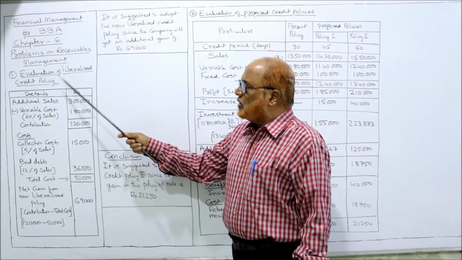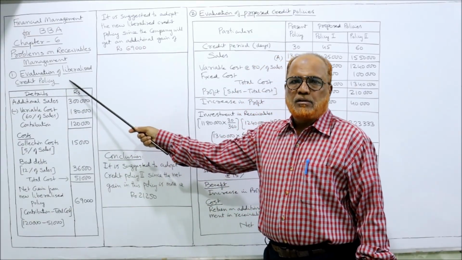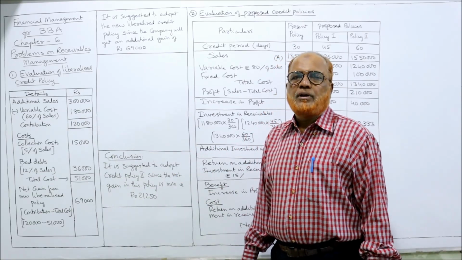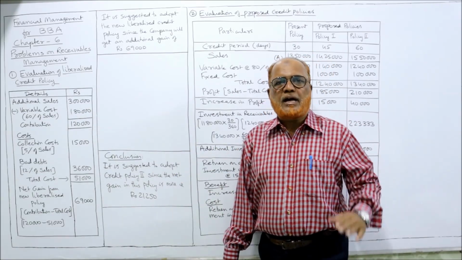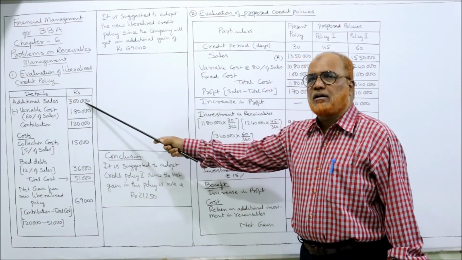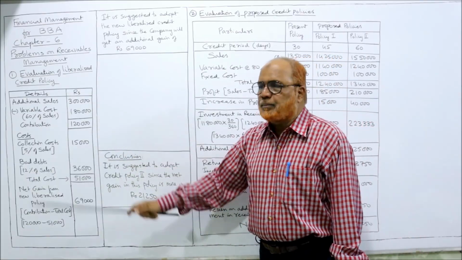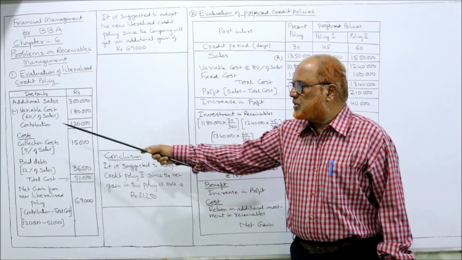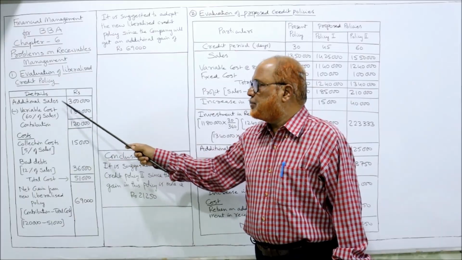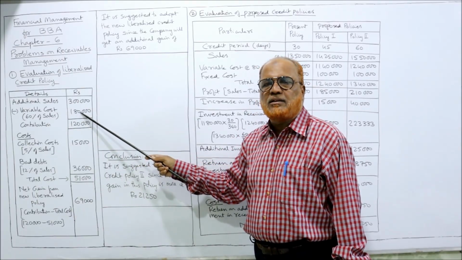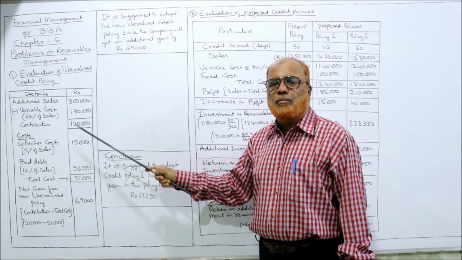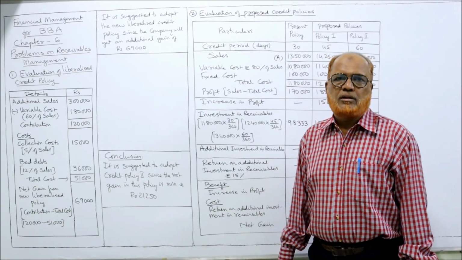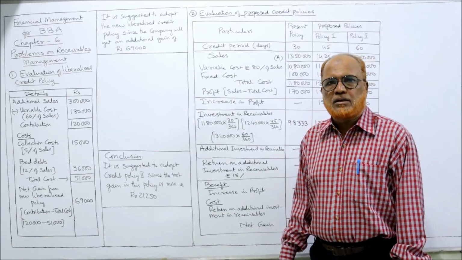See here, evaluation of liberalized credit policy. First of all, additional sales. In the problem it is given, if we increase the credit period, additional sales we are having is 3 lakh. From sales we subtract variable cost. It is given in the problem as 60% of sales. So 60% of 3 lakhs is 1,80,000. Subtract sales minus variable cost, you will get the contribution. That is the benefit we are going to get.